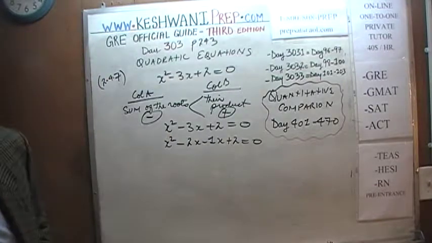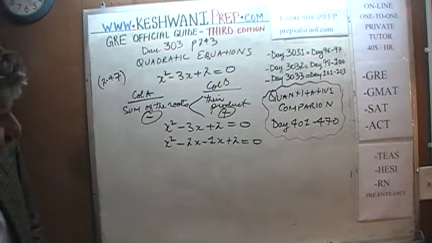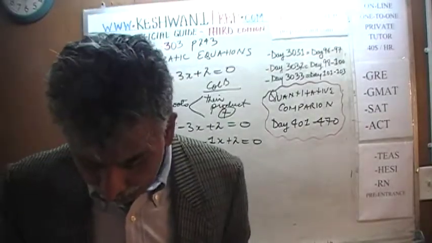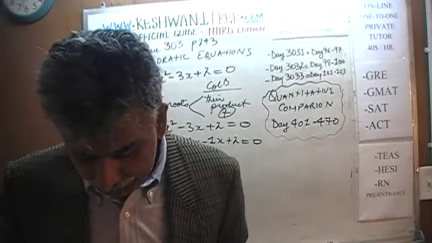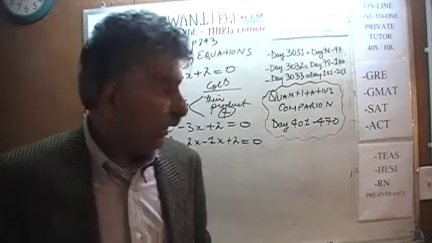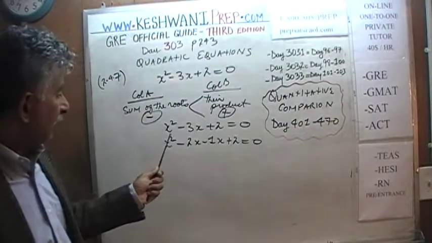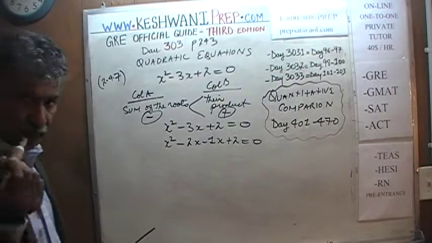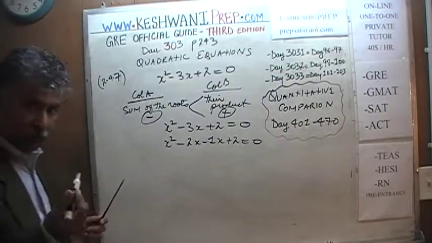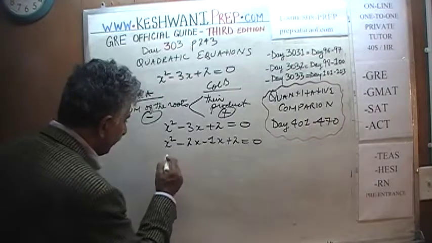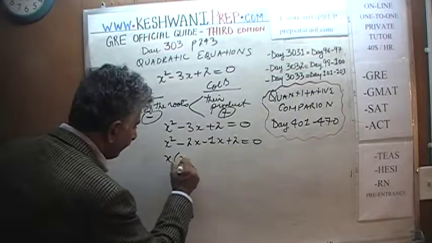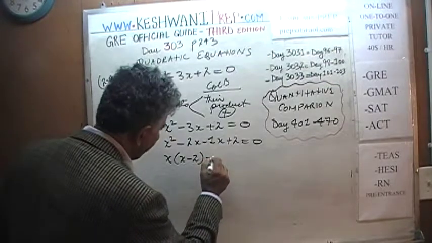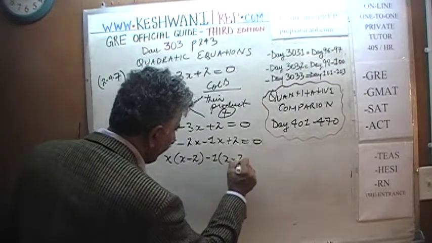The answer is B, or is it? Think about it for a second. Did I make a mistake? Are the roots negative 2 and negative 1? No, they are not. Here's what happens. Okay, I'm going to continue here. Take your time. The common factor is x, so it's going to be x minus 2. The common factor here is negative 1, and it's going to be x minus 2 is equal to 0.